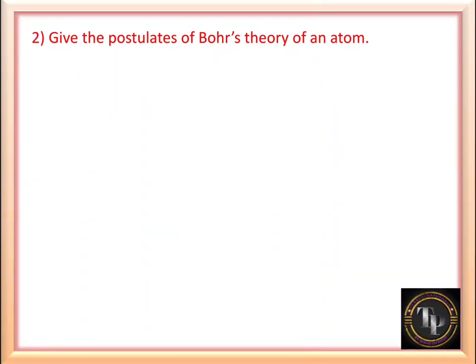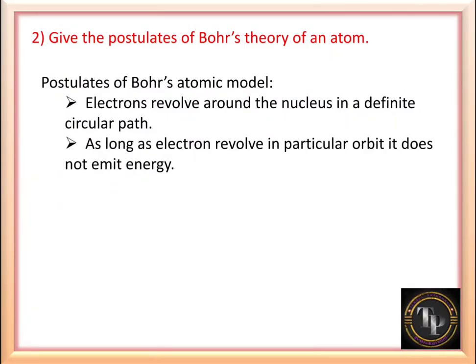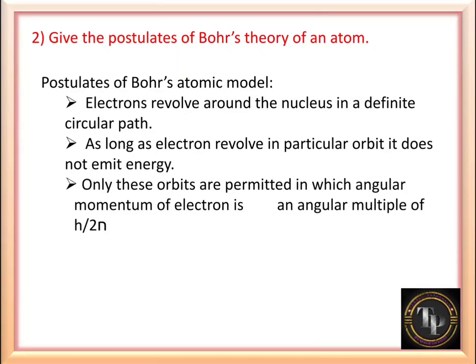Give the postulates of Bohr's theory of atom. This is also a very important question, guys. First one, electrons revolve around the nucleus in a definite circular path. Second one, as long as the electron revolves in a particular orbit, it does not emit energy. So until and unless it goes on revolving around the nucleus in a circular path, it does not emit any energy. Only those orbits are permitted in which the angular momentum of the electron is an integer multiple of h by 2 pi. Very important. Angular momentum mvr is equal to nh divided by 2 pi. So these are the postulates of Bohr's theory.